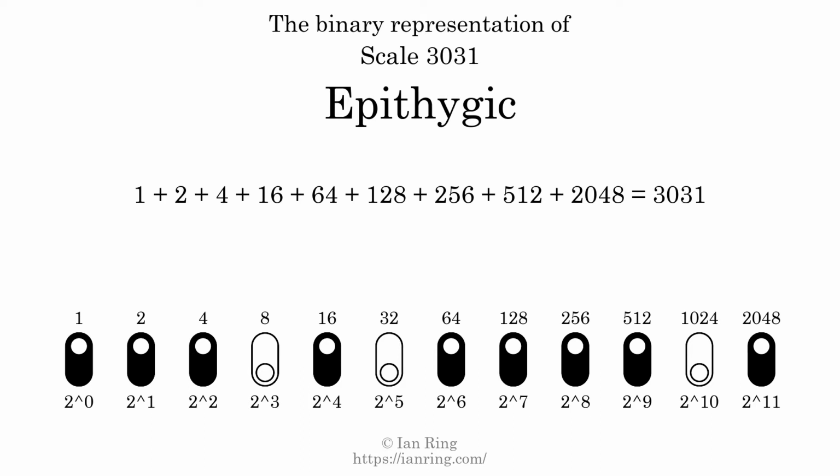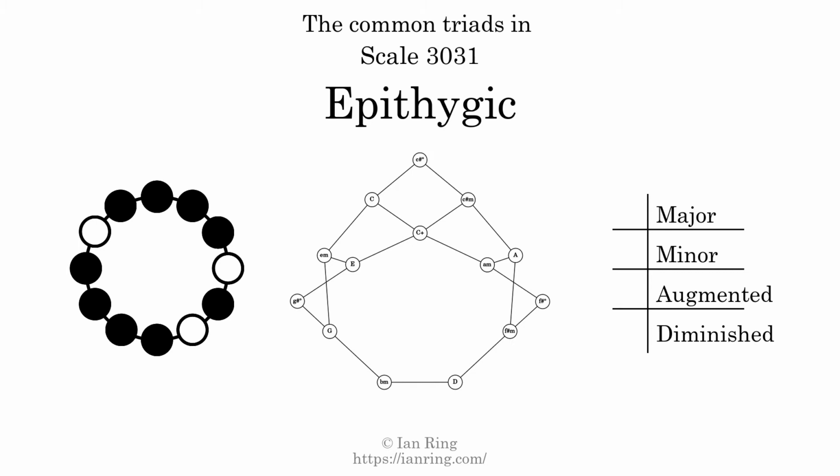The scale number not only enumerates the scale with a unique index, but it also literally describes the tonal content of the scale. Represented as a binary number in base 2, the scale number is 101110101111. Here are the common triads present in this scale.